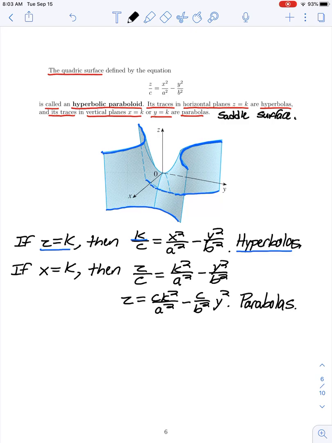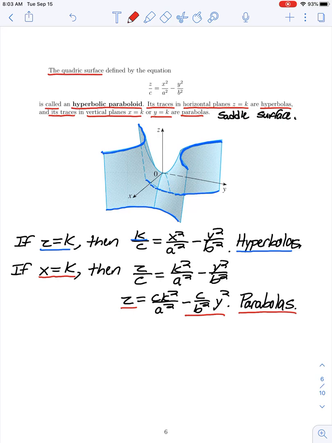Depending on what I choose for k, I would have different shaped parabolas. So let's consider the one in the yz plane itself. That is, if x is equal to 0, then z would just be equal to negative c over b squared y squared. So I would have a downward opening parabola in that yz plane.